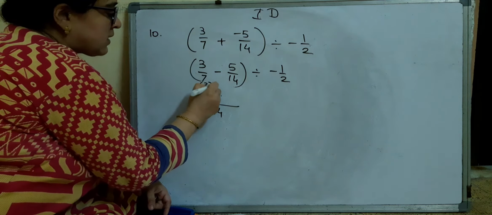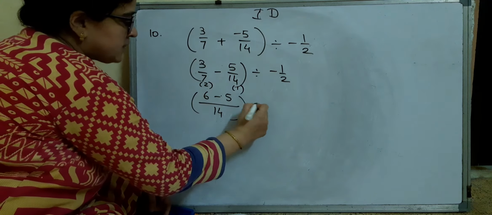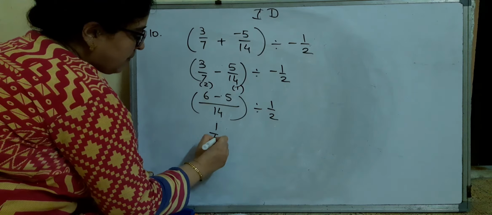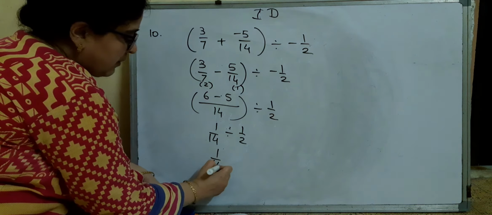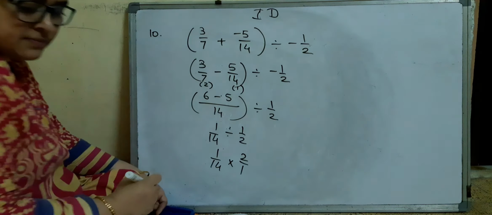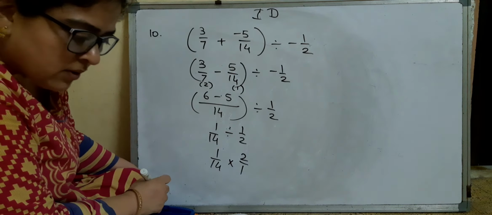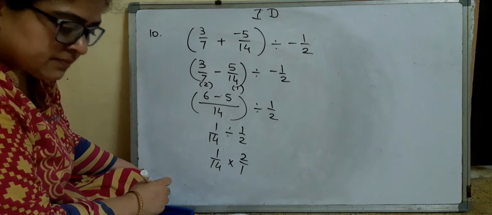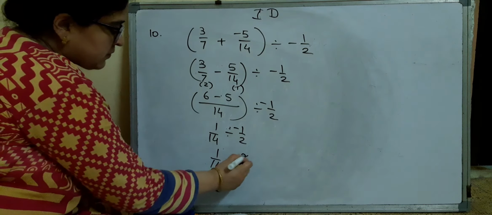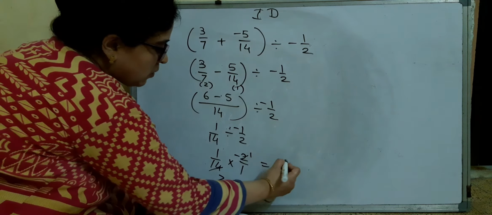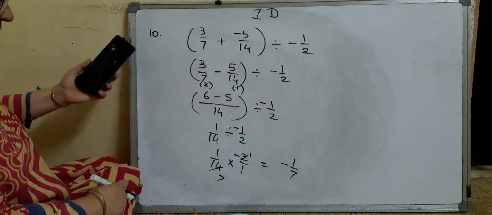2 here, 2 multiply by 1. 2 threes are 6 minus 5, 1 upon 14. Divide by minus 1 upon 2. 1 upon 14 divided by minus 1 upon 2. Reciprocal of minus 1 upon 2 is minus 2 upon 1. Then 14 cutting 2, 7. So minus 1 upon 7 is the answer. 10th sum completed.